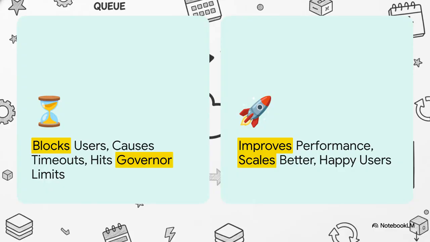And here it is, laid out plain and simple. On one side, you've got synchronous processing. What does that get you? Blocked users, frustrating timeouts, and, worst of all, smashing right into those governor limits. You know, Salesforce's built-in rules that stop everything dead in its tracks. But on the other side, asynchronous: better performance, scales like a dream, and, you guessed it, happy users. I mean, the choice is pretty obvious, isn't it?